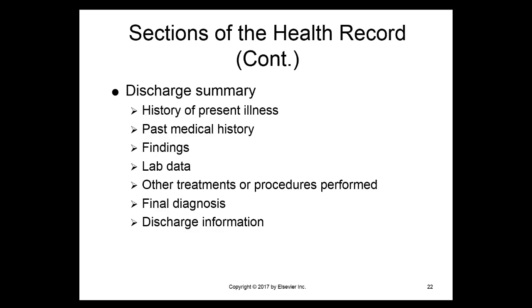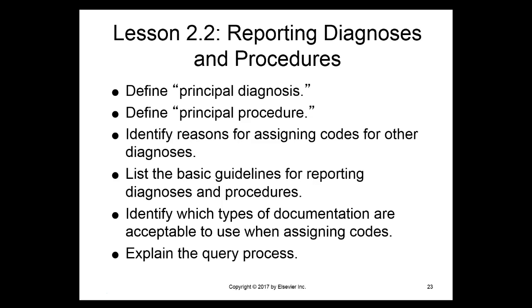Now on page 33 is an example of a discharge summary. And the discharge summary should include the history of the present illness. It should include the past medical history, the findings, any lab data, the results of treatments performed. It should have a final diagnosis and discharge information. And if you look at the discharge summary on page 33, you can see that it has hospital course, and then it has the discharge diagnosis, the meds, the diet, the activity, and the follow-up. And those are key elements of a discharge summary that should be included in your discharge summary.